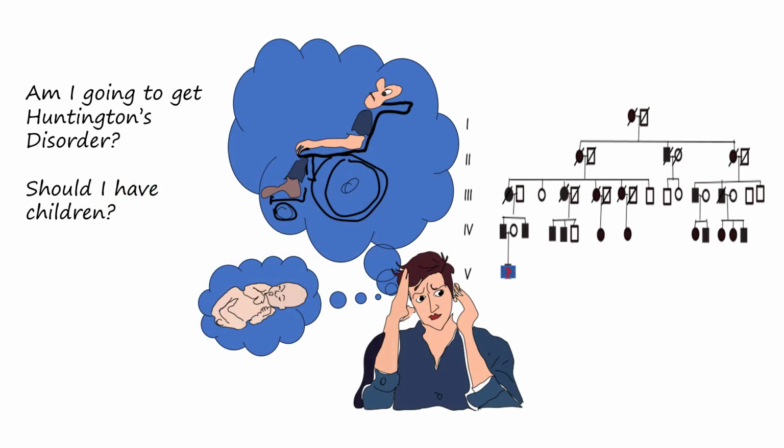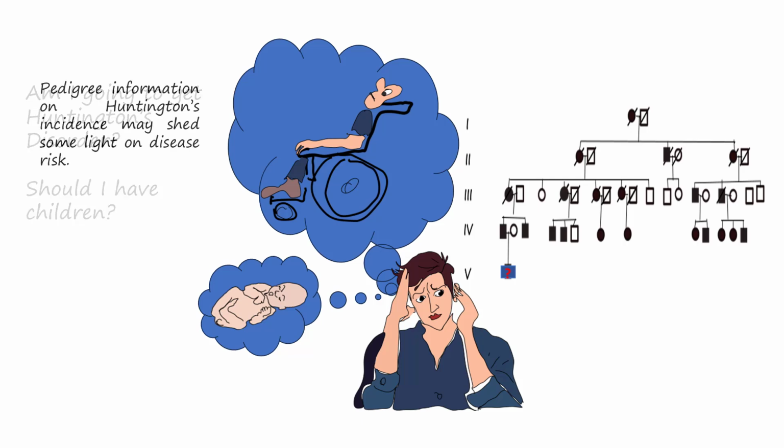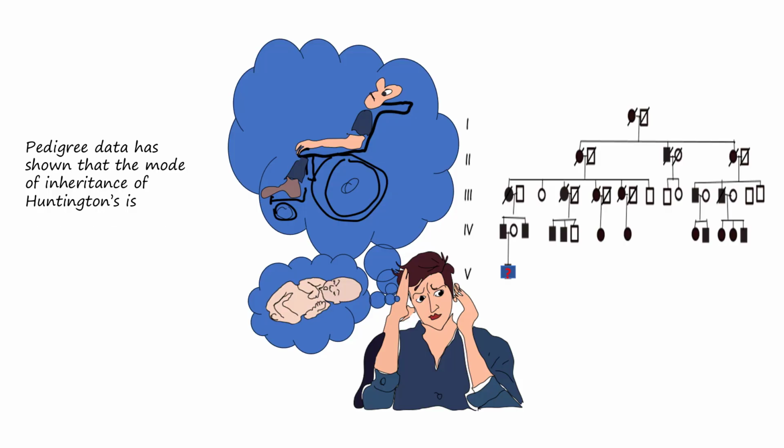For example, a person may want to know if they could have the mutation causing late-onset Huntington's disorder while still being symptom-free to make informed life decisions, as this disease causes suffering and has as yet no cure. Information whether someone might have the allele causing Huntington's disorder could be obtained from pedigree information on phenotype. Pedigree data on phenotype has shown the mode of inheritance of Huntington's disorder to be autosomal dominant.